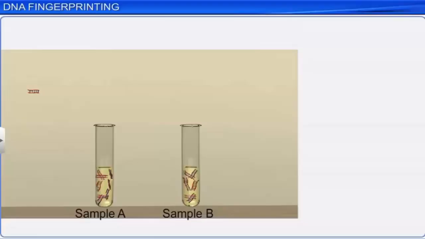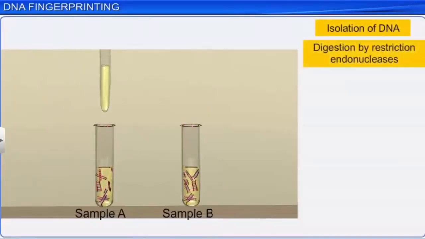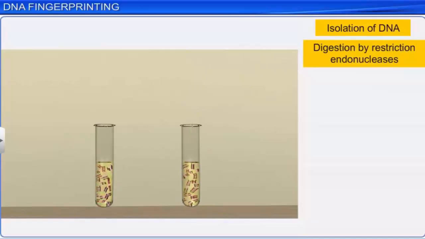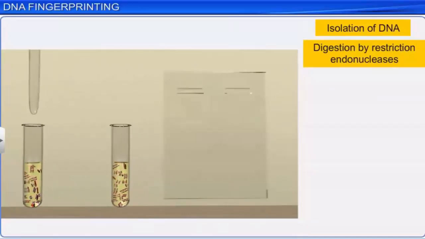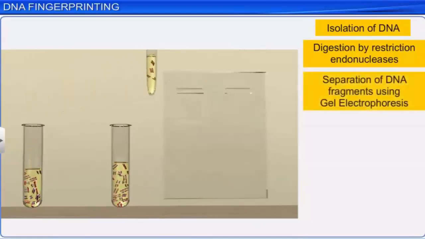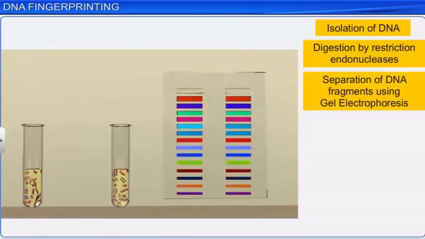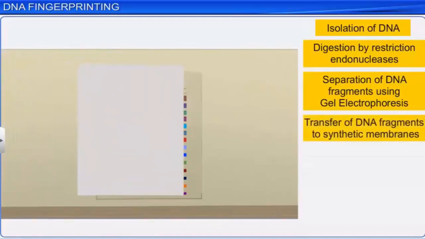Let's now study the steps involved in the DNA fingerprinting technique. First, the DNA is isolated and then digested by restriction endonucleases, which results in DNA fragmentation. Next, these DNA fragments are separated with the help of gel electrophoresis and then transferred to synthetic membranes like nylon or nitrocellulose.